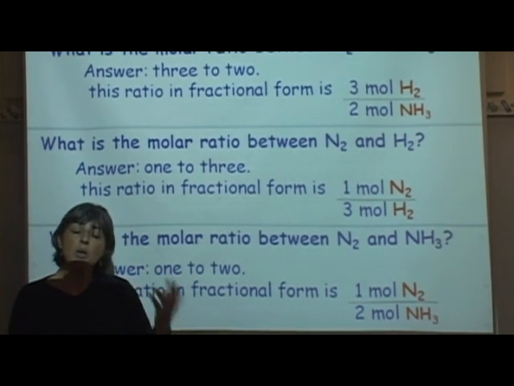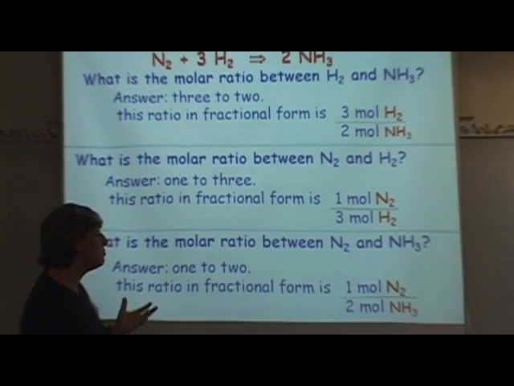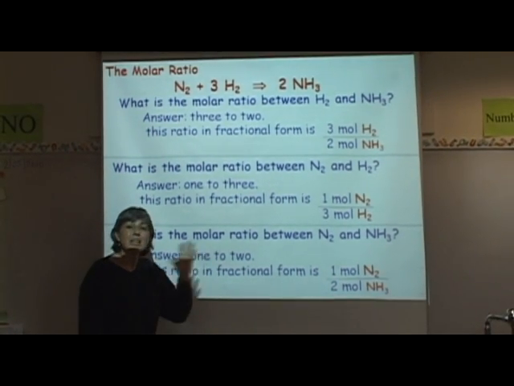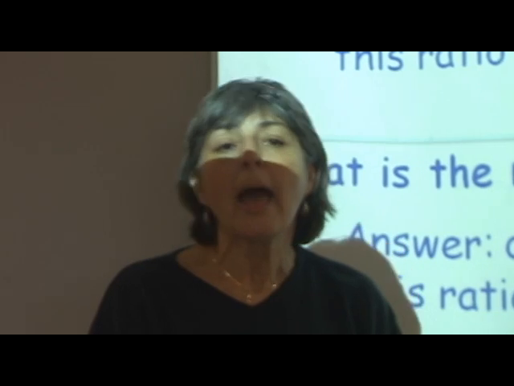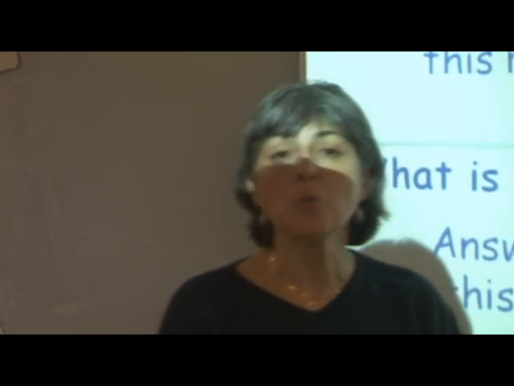So now next we're going to see how the molar ratio is the key, is the center of all of stoichiometry. And it is one thing that's going to be visible and used in every single stoichiometry problem.